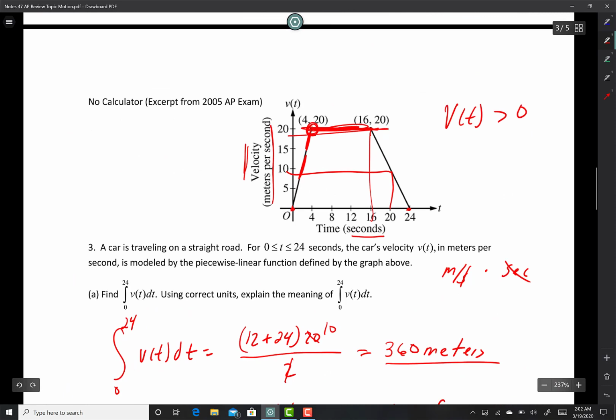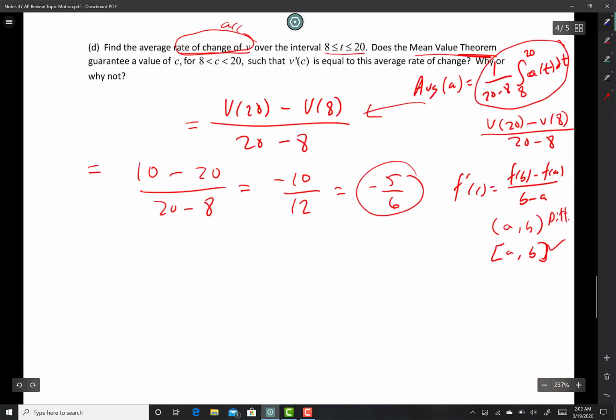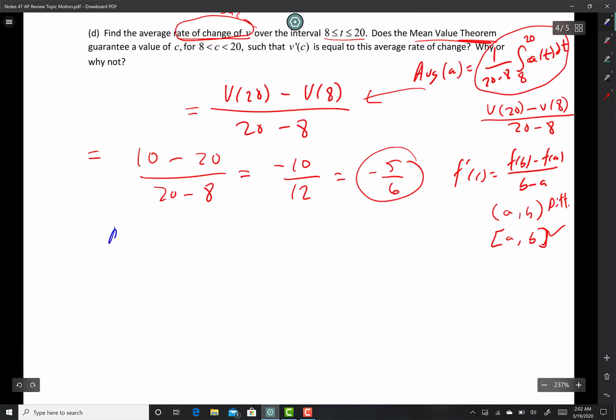So if we look back, 8, you're right here, 20, you're right there. All right. So what I found is this. I found that average rate of change right there, which was negative 5 over 6. Am I differentiable throughout the whole interval? No, you're not differentiable right there at 16. So the mean value theorem does not guarantee. So that's what I'm going to write.